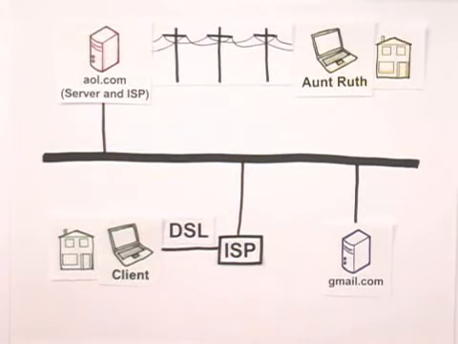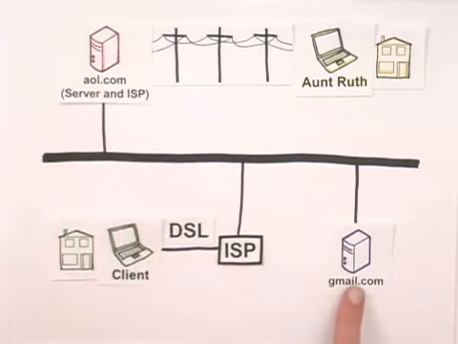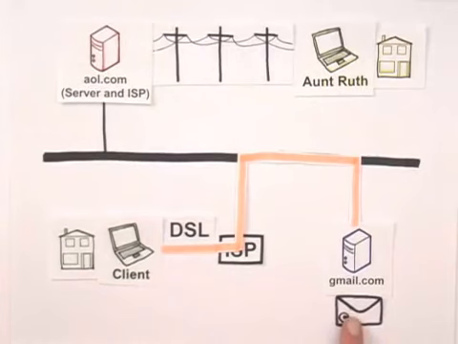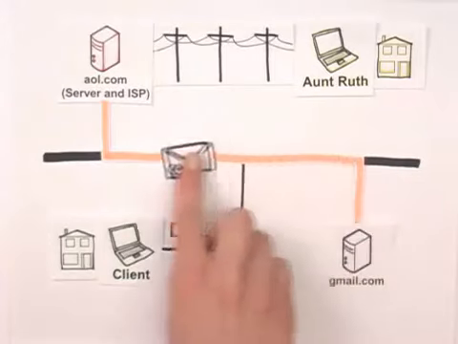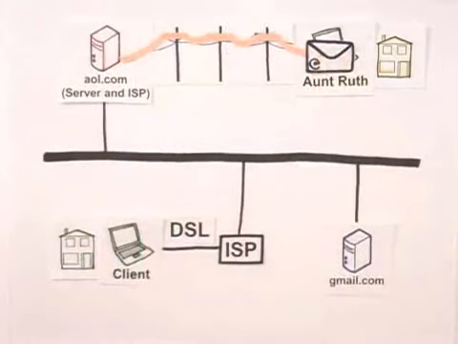Now let's say that I want to send an email to Aunt Ruth. Aunt Ruth has AOL dial-up from home, and I've got a Gmail account. I log on to gmail.com and compose a message to Aunt Ruth's email address, auntruth@aol.com. Once I click send, gmail.com sends the email to aol.com. The next day, Aunt Ruth dials into AOL servers and retrieves the email.